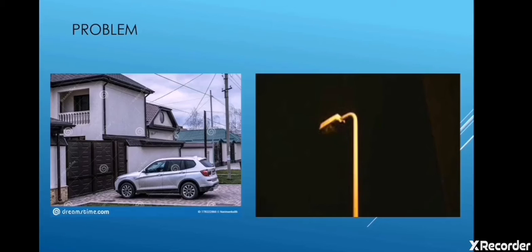The other problem that I identify is the street light, which is sometimes not on when it's dark outside, because it is operated manually. So having a street light that automatically turns on when it turns dark can greatly help in the community.